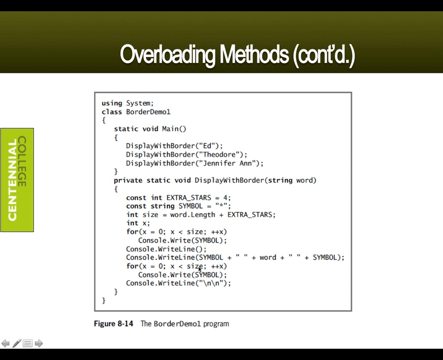So here we are. The symbol, which is a star, plus a space, plus the word, plus another space, plus the symbol again. So you have 4 extra characters along with the word, and that's why you add 4 to the length of the word to loop, to make all the symbol lines the same length. That's what you're doing here.